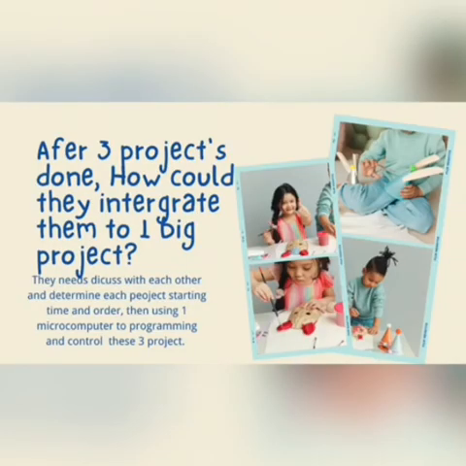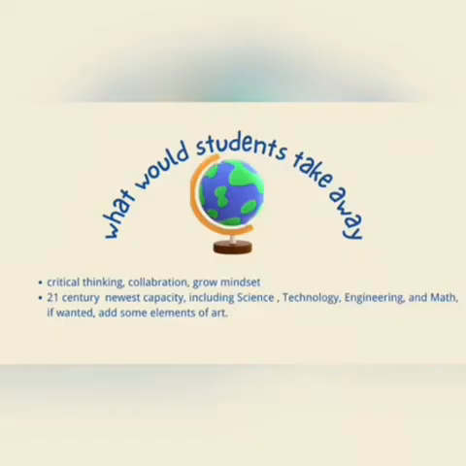After the 3 projects are done, how could they integrate them into one big project? Students need to discuss with each other and determine each project's starting time and order. They use one microcomputer to program and control these 3 projects. And now, the one big project is forming. Look at the engineering drawing. The microcomputer controls all of them.